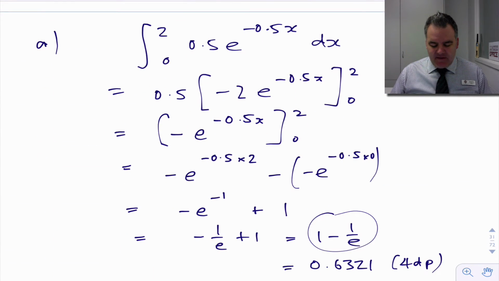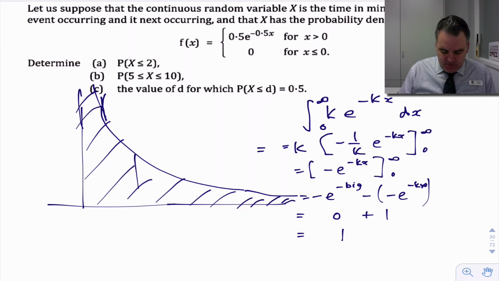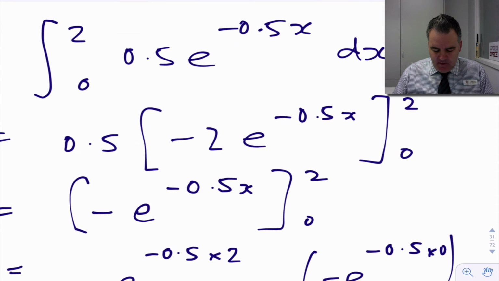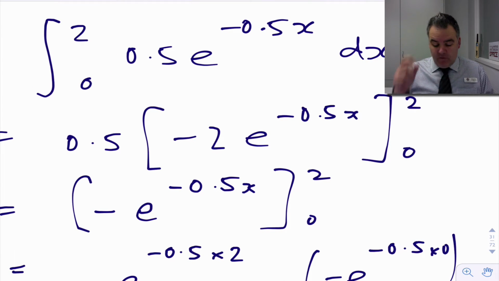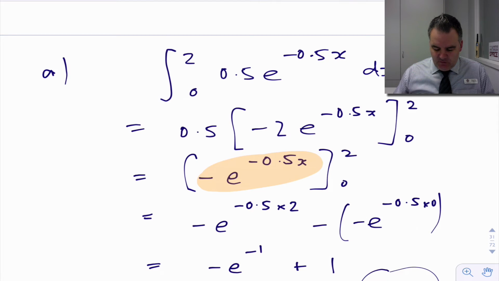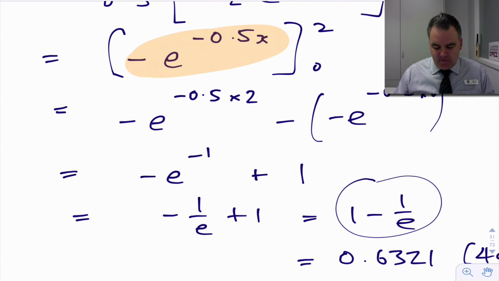So what's the chance that x is less than 2? So if we look on this function here, we've got 2, we want the area under the curve between 2 and 0. So I've just done the same thing. I've done the integral. In this case, I'm using 0.5 instead of k. And we get down to this step here, which is the same one that we had before. I substitute in 2 and I substitute in 0.